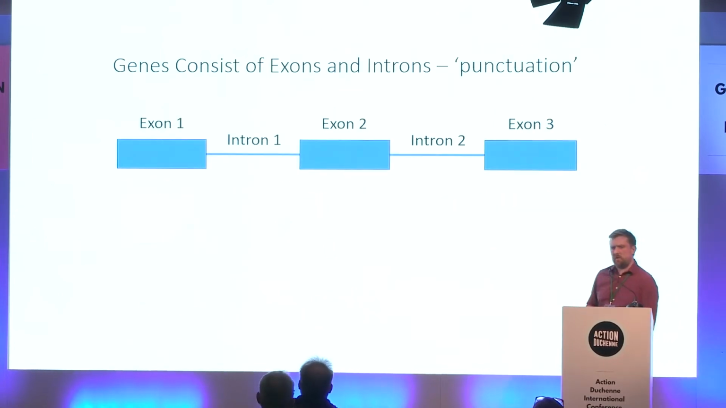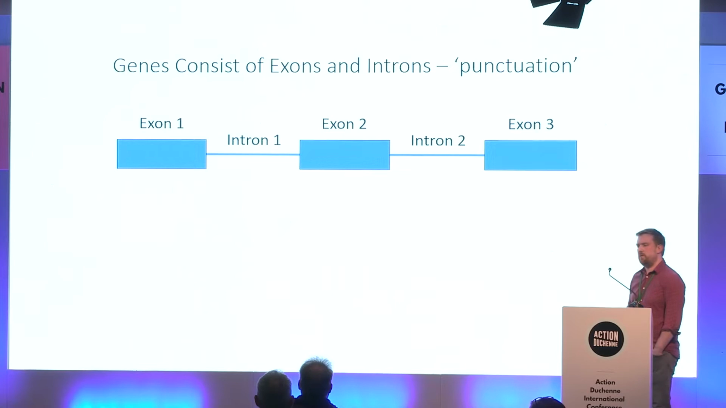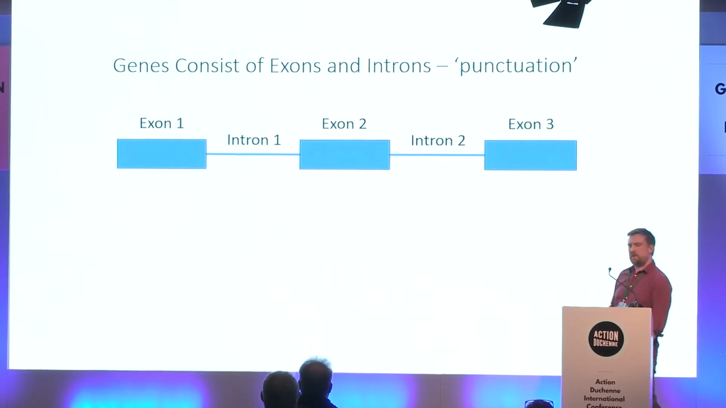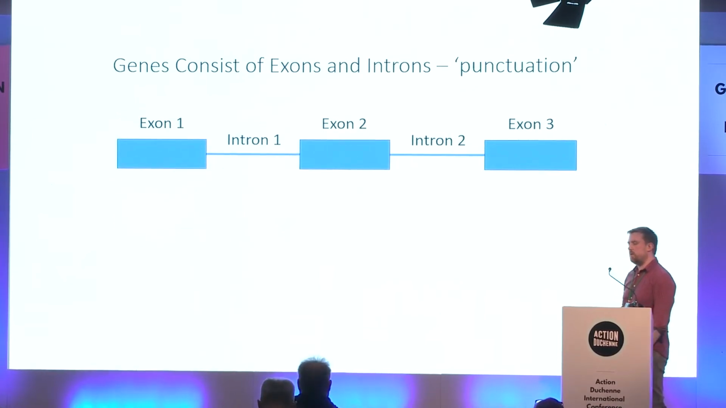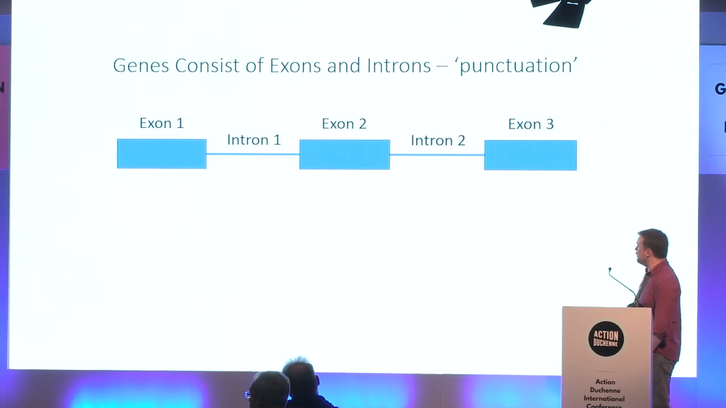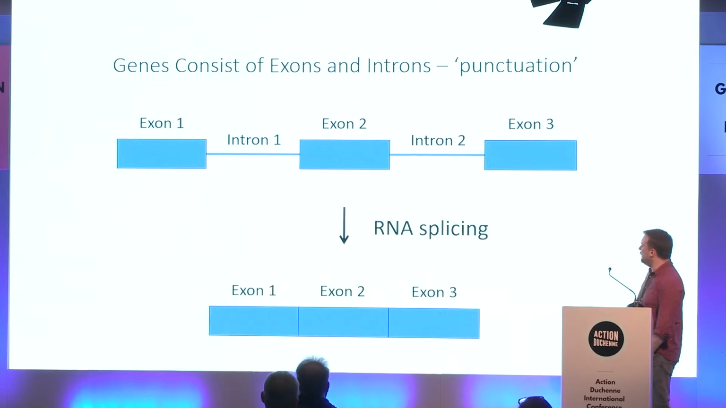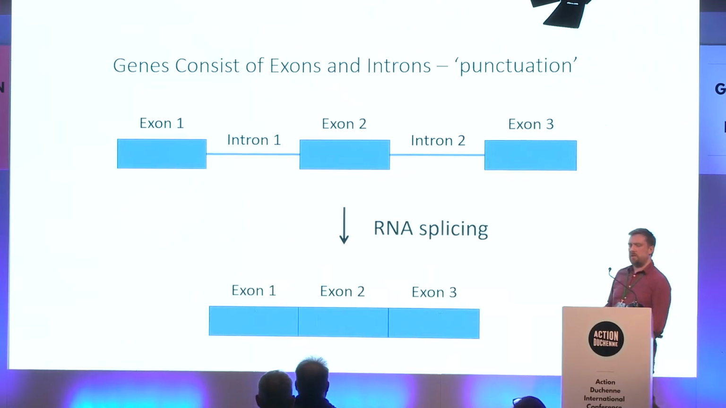So the other biochemistry concept, which is really important to understand exon skipping, is the idea that genes are actually discontinuous. They consist of coding regions called exons. They're interspersed with non-coding regions called introns, which you can consider to be a little bit like punctuation. And through the process of RNA splicing, these exons, the coding regions, are stitched together and the introns are removed.